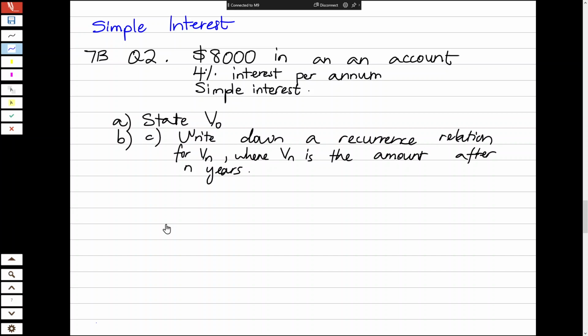Okay, so what I'm thinking is none of you have actually answered a question like this before because we never did finance with recursion. So I think I've got some explaining to do here.